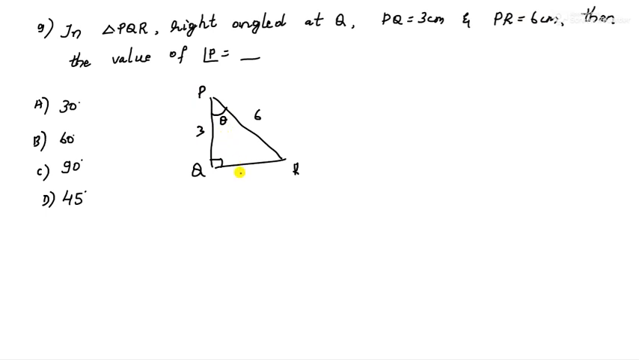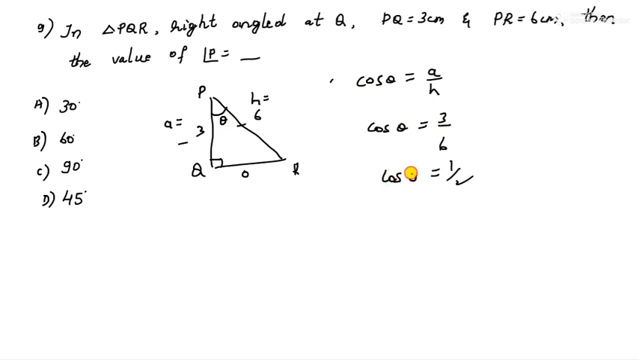So if this is theta, this is opposite, this is hypotenuse, and this is adjacent. Correct? Now, which ratio involves adjacent and hypotenuse? It is cos, correct? Cos theta is A by H. So here cos theta is equal to, what is A? 3. What is H? 6. So 3 by 6 is 1 by 2.